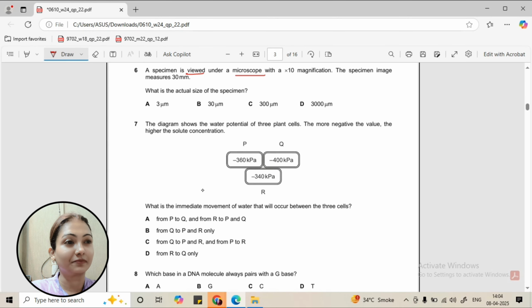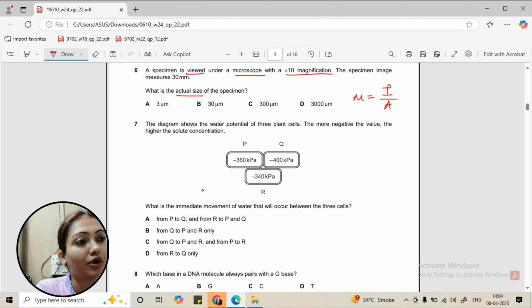6th question. A specimen is viewed under a microscope. It's a magnification based question. Magnification is image upon actual. So here we have to find out the actual size. So it will become I upon M.